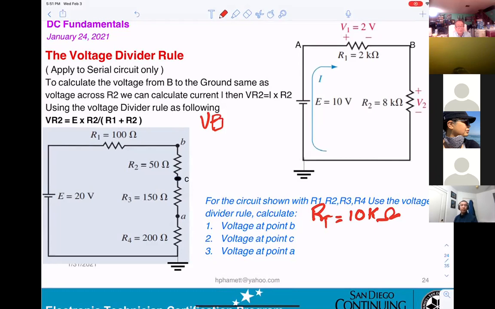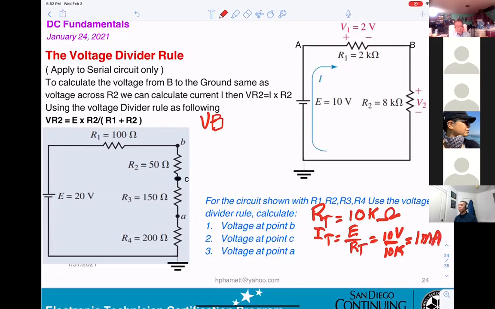Now, if you get the total resistance, you're able to calculate the total current. That's what we did in the previous one. I total equals E divided by R total. That means 10 volts divided by 10K. What do you think you get? 1. 1 what? Milliamp. They must be 1 milli. 1 milliamp, not amp.